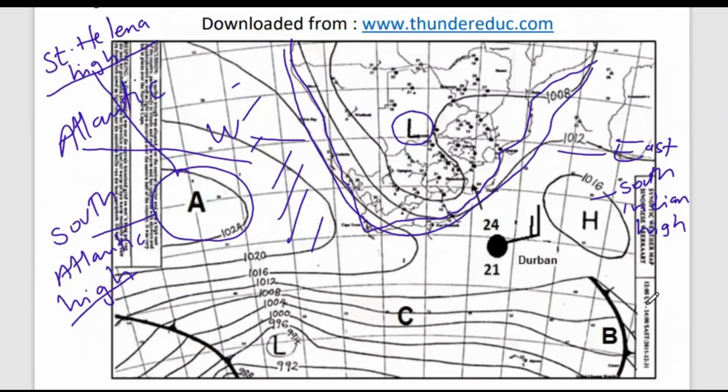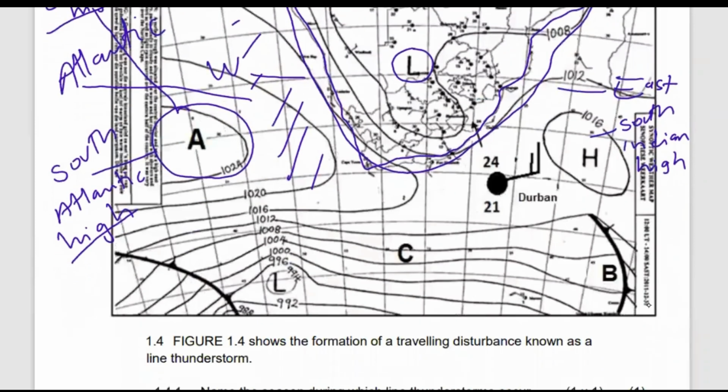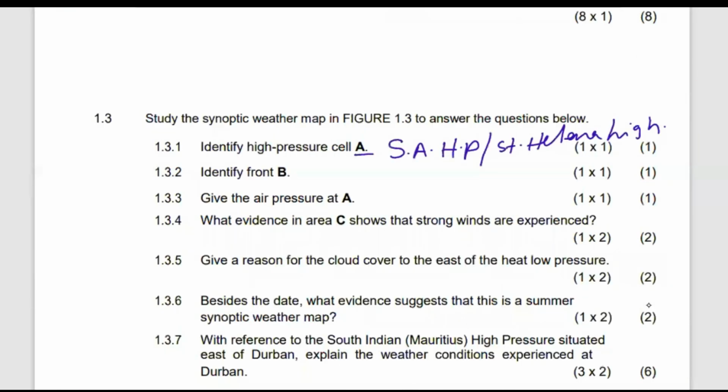Question 1.3.2, identify the front at B. This is our front at B here. We're referring to this front here. We look at the symbol, which looks sharp pointed, or which in some books they show as a triangle. So for this case, it will be a cold front. So for question 1.3.2, it is a cold front.